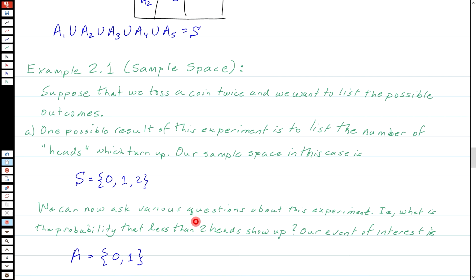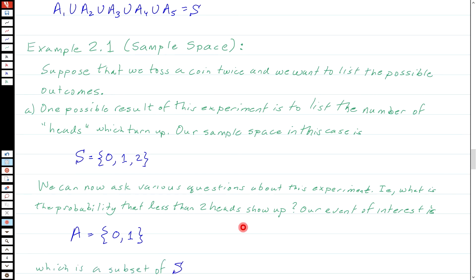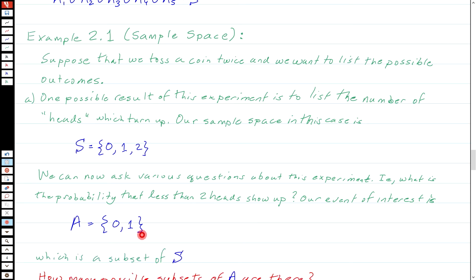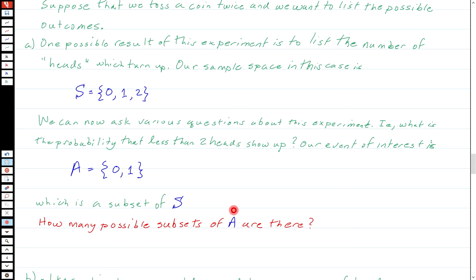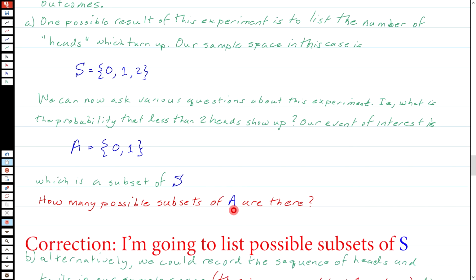And we can ask various questions about this experiment. For example, what is the probability that less than 2 heads show up? Our event of interest is A equals {0, 1}. So if 0 heads show up or 1 head shows up, that's less than 2 heads. And this is a subset of S. And the question is, how many possible subsets of A are there?